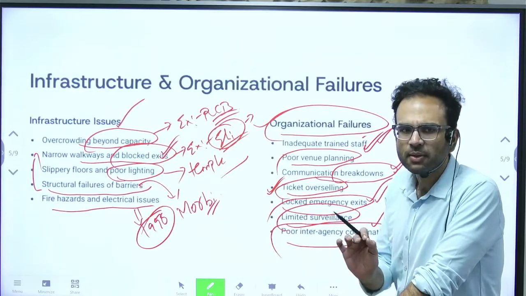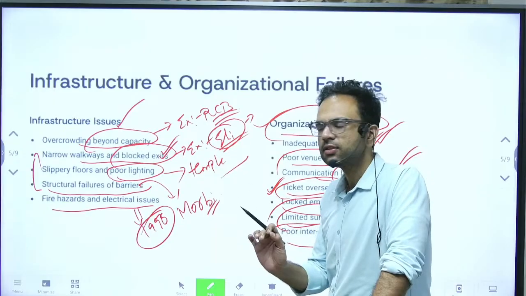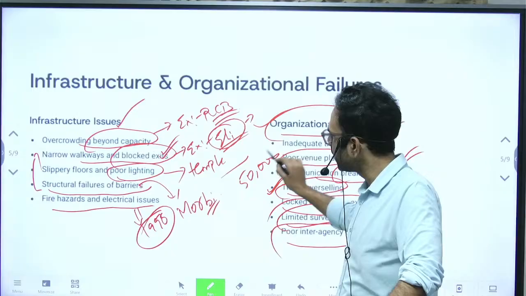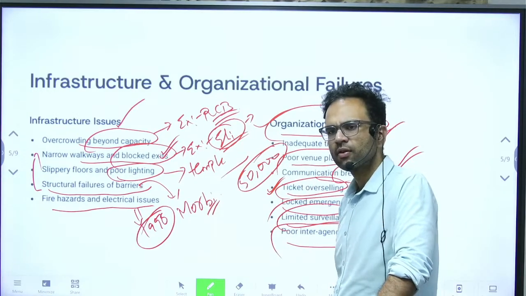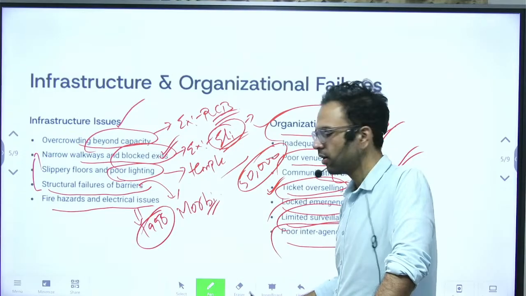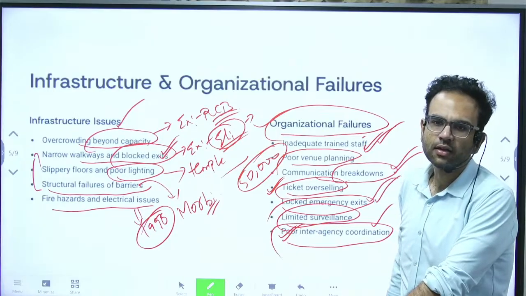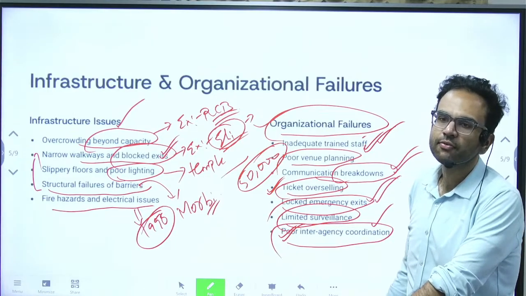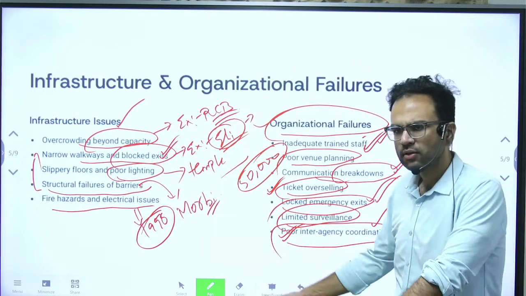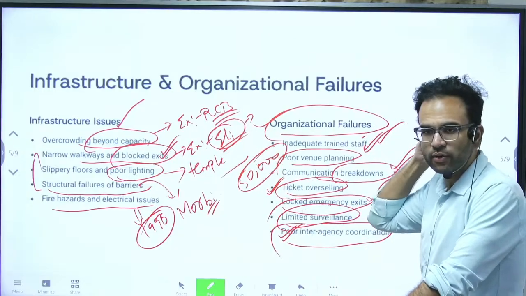If an event management company gives passes for 5,000 people, how come 50,000 people come there with passes? Either they are fake passes or the organizing committee did not inform the police that they have given 50,000 passes. Common sense, but that is often missed. All these kinds of situations will lead to stampedes.